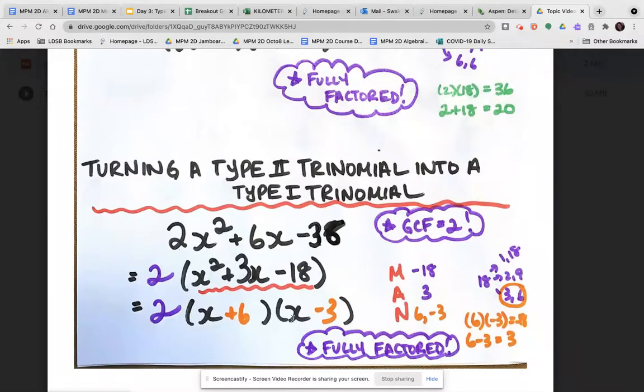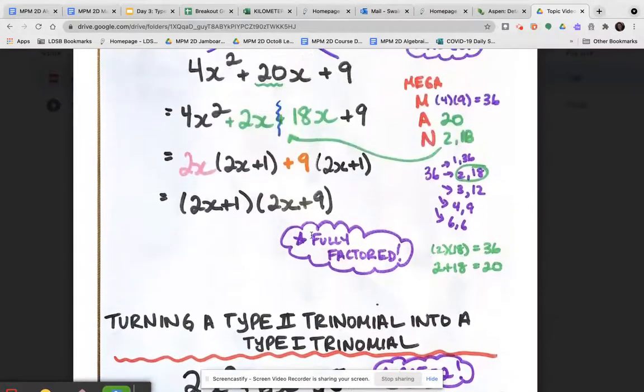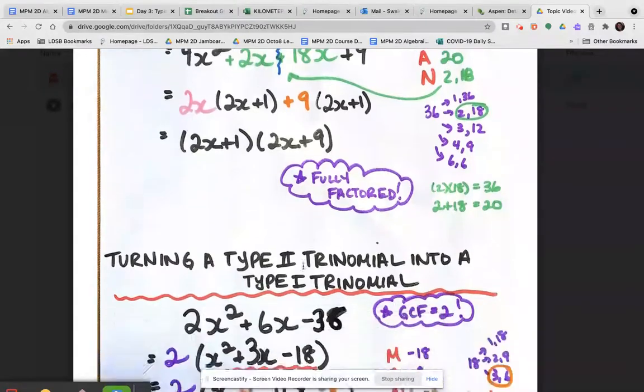So I'm going to put them into my brackets. And this new part, my x squared plus 3x minus 18, factors to be x plus 6 times x minus 3. And my fully factored form now is 2 times x plus 6 times x minus 3. So there are some cases where you can make your life easier by recognizing greatest common factors right off the bat, turning your type 2 trinomial into a type 1. And then you don't have to worry about doing that middle process of decomposition and factoring by grouping to get to where you want to go.